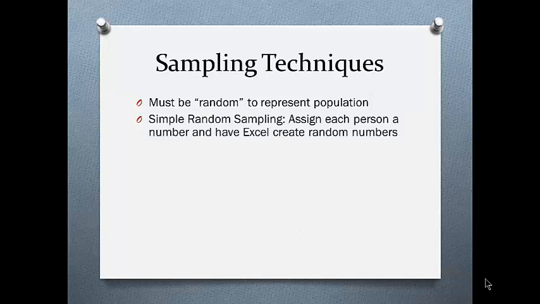A common sampling method is called simple random sampling. This is where we assign each person a number. We might list them alphabetically, and Adams is 1.